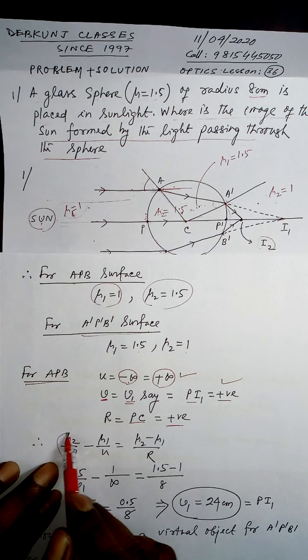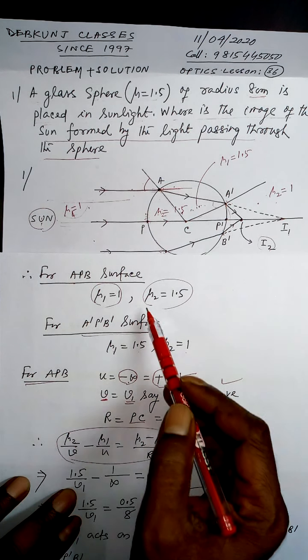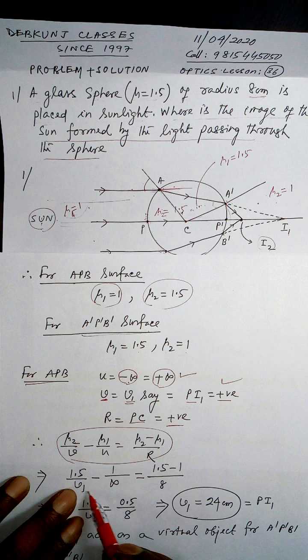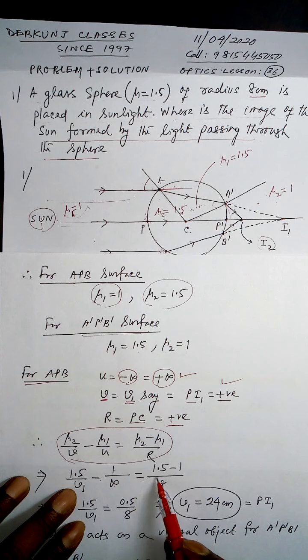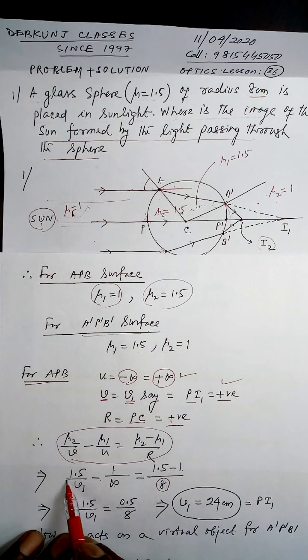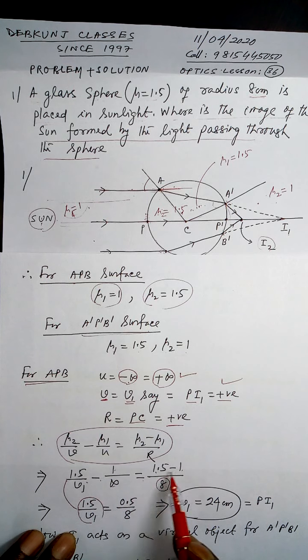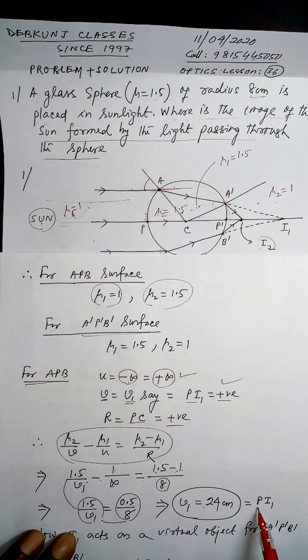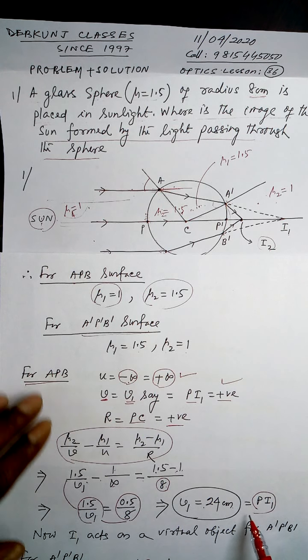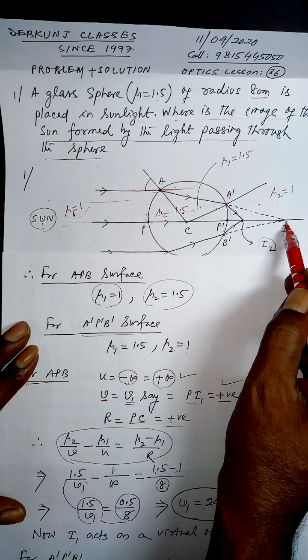So using this expression, mu2 that is 1.5 over V1 minus 1 by infinity is equal to 1.5 minus 1 over 8, because it is given the radius of curvature is 8. Under simplification, 1 by infinite is 0, this becomes 0.5 by 8, and cross multiplying we get V1 equal to 24 centimeter, that is from P to I1. So P to I1 is 24 centimeter.